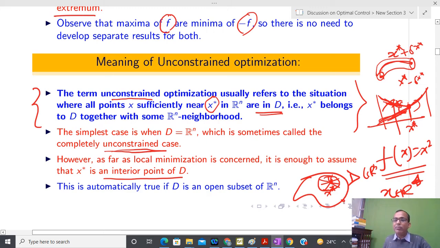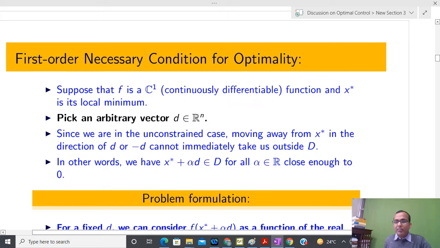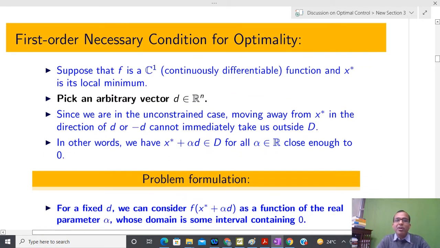So in today's lecture we are going to see both situations: if you are inside, and if you are on the boundary, what kind of modification is required in order to solve the unconstrained optimization problem. And D, I am considering as an open subset of R^n. Does anyone have confusion so far? Okay, now first I am going to talk about the first order necessary condition for optimality.